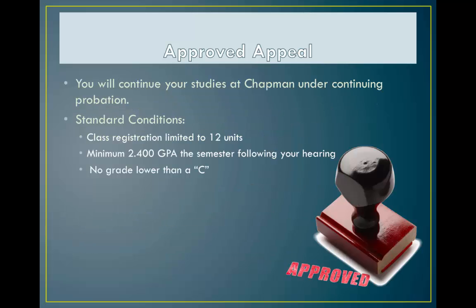If your appeal is approved, you will continue your studies at Chapman on continuing probation with conditions. Your conditions will be stated in your specific letter. Standard conditions include registration in no more than 12 units, GPA of 2.4 in the semester following your hearing, no grade lower than a C in any of your classes. It is highly recommended that you repeat courses you did poorly in. Repeating courses and achieving a better grade is the best way to improve your GPA.